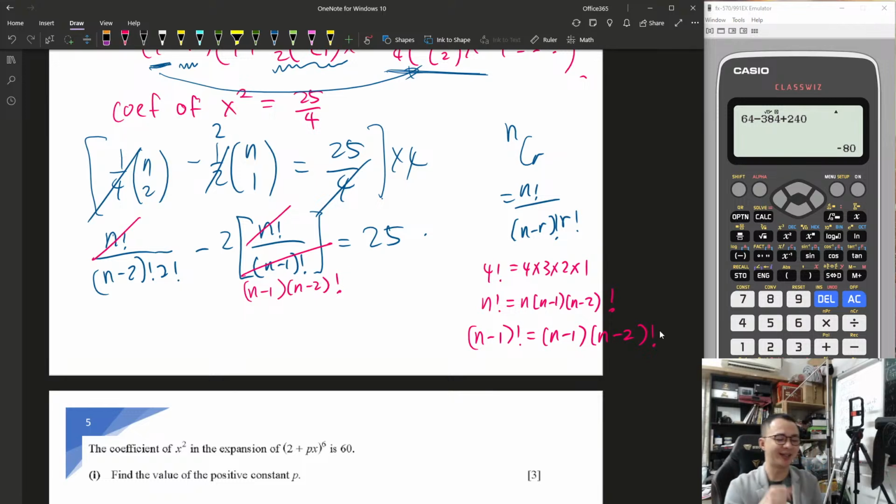Can I straight away cut like this? It seems like I cannot cut like this. If I cut like this, right? Okay, I divide n factorial, so here we'll have n factorial.